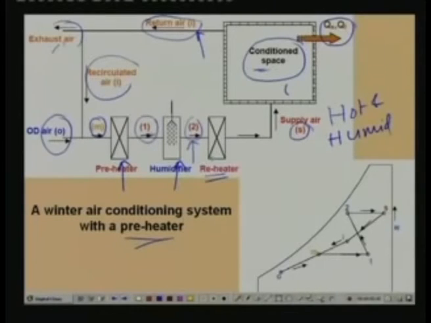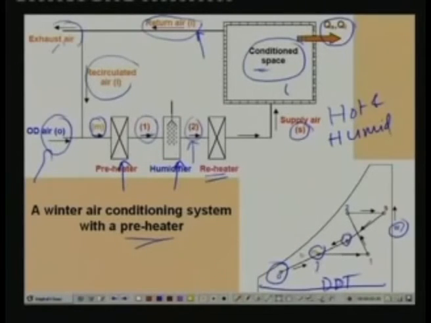The same process is shown here on the psychrometric chart. O is the condition of the outdoor air. As you can see, the temperature is very low. On this axis you have the dry bulb temperature, and here you have the humidity. So the outdoor air is very cold and very dry. This is mixed with the recirculated air which is at the condition I. A certain amount of air at this state and a certain amount of air at this state are mixed, so the resulting air is at this condition M.